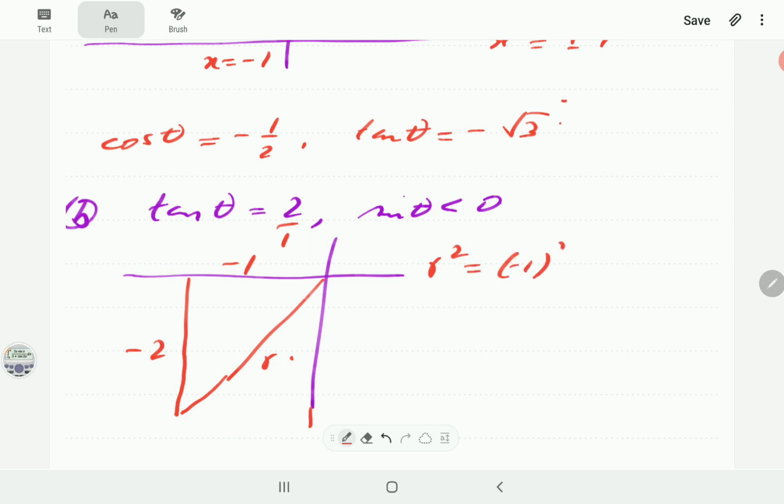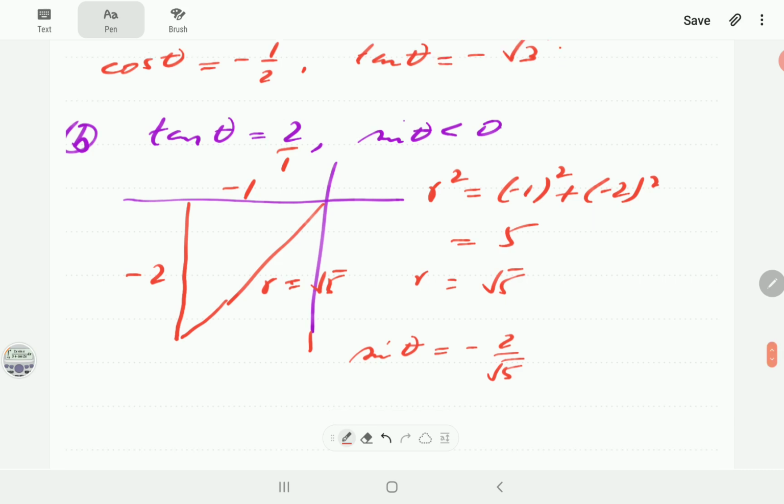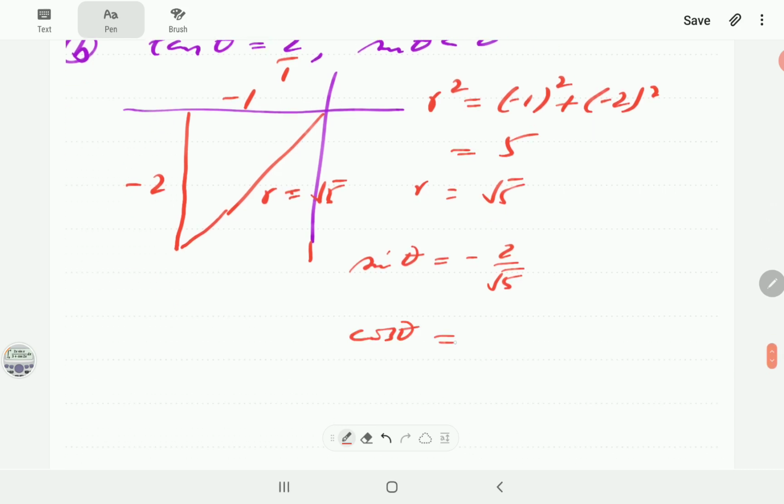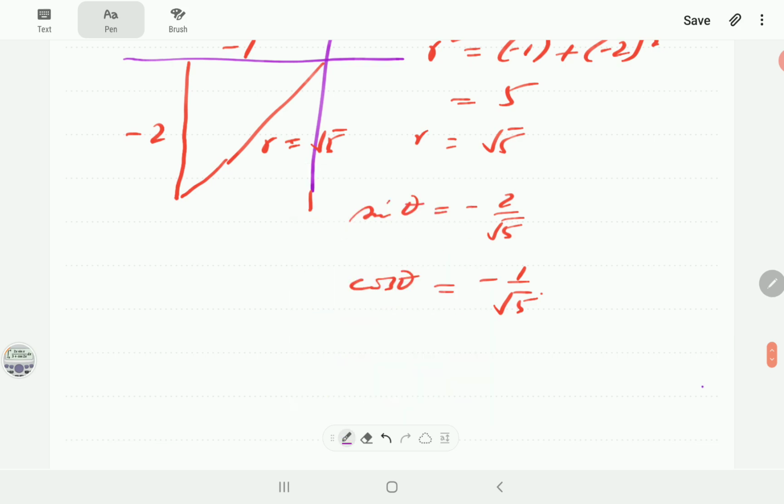R squared is going to be negative 1 squared plus negative 2 squared. So r squared is going to be 5. So r is going to be square root 5. Remember that r is always positive. So that means sine theta is going to be negative 2 over square root 5. And cosine theta is going to be negative 1 over square root 5. So those will be the two other trigonometric ratios.